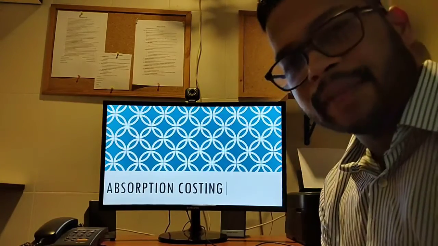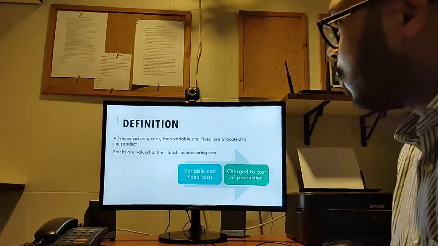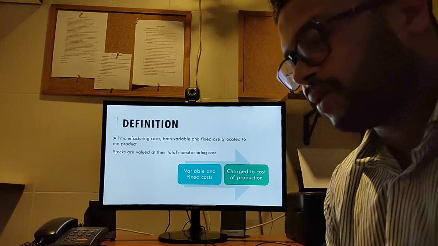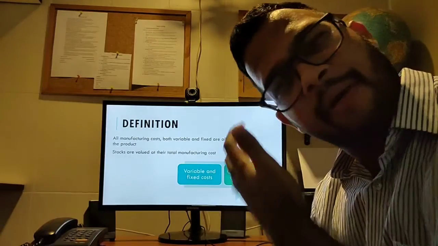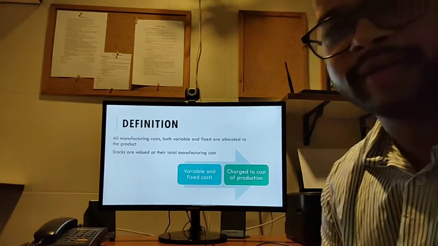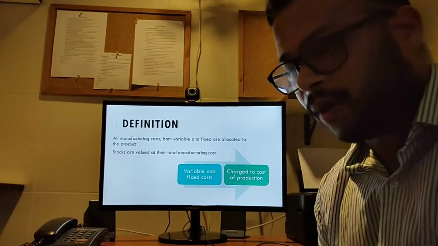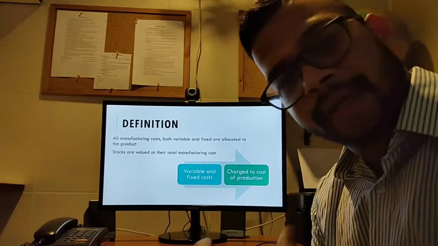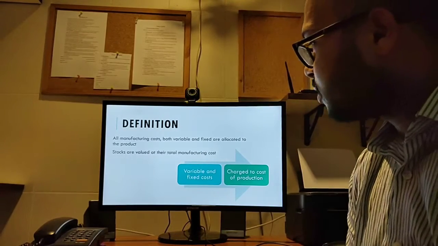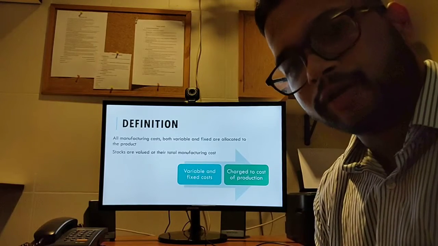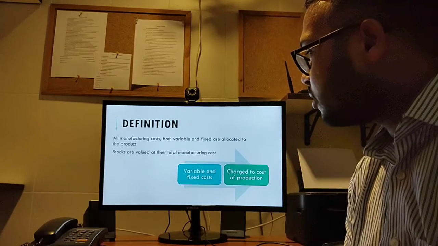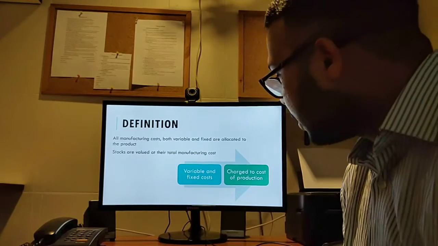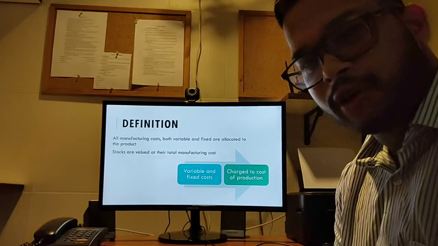So now the second type is absorption costing. Now when we see what absorption costing is, I wouldn't call it the opposite, but what you could say is it includes fixed cost. Marginal costing does not include fixed cost, but absorption costing includes fixed cost. So all manufacturing costs, both variable and fixed, are allocated to the product. Now stocks are valued at their total manufacturing cost. As you can see in the diagram, variable and fixed costs are charged to the cost of production.